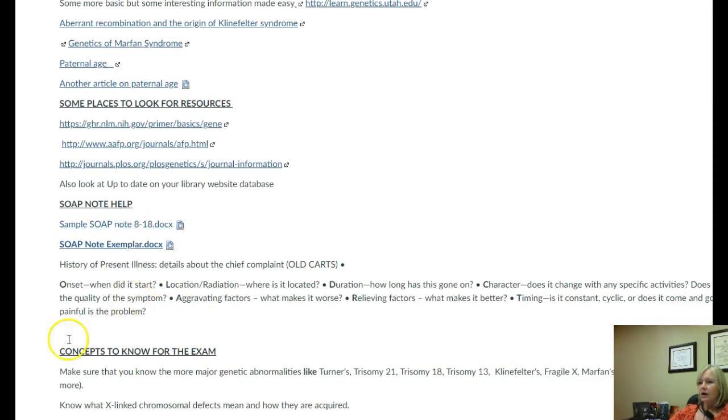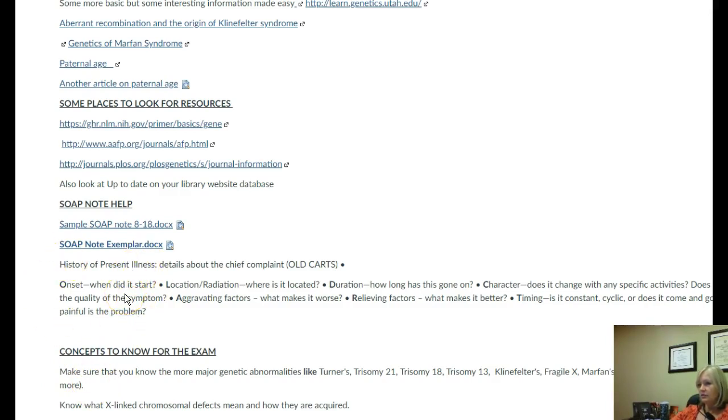I also have a section here on SOAP notes. During this course, and during your F&P program, you're going to be doing a lot of SOAP notes. You need to know what SOAP notes look like and how to use the old CART system, which is just one mechanism of trying to gather information. When you look at your case study this week, you'll see I mentioned a couple of different times that history is where we get the majority of our diagnosis. So learning how to take a really good history that's relevant to the patient is important.